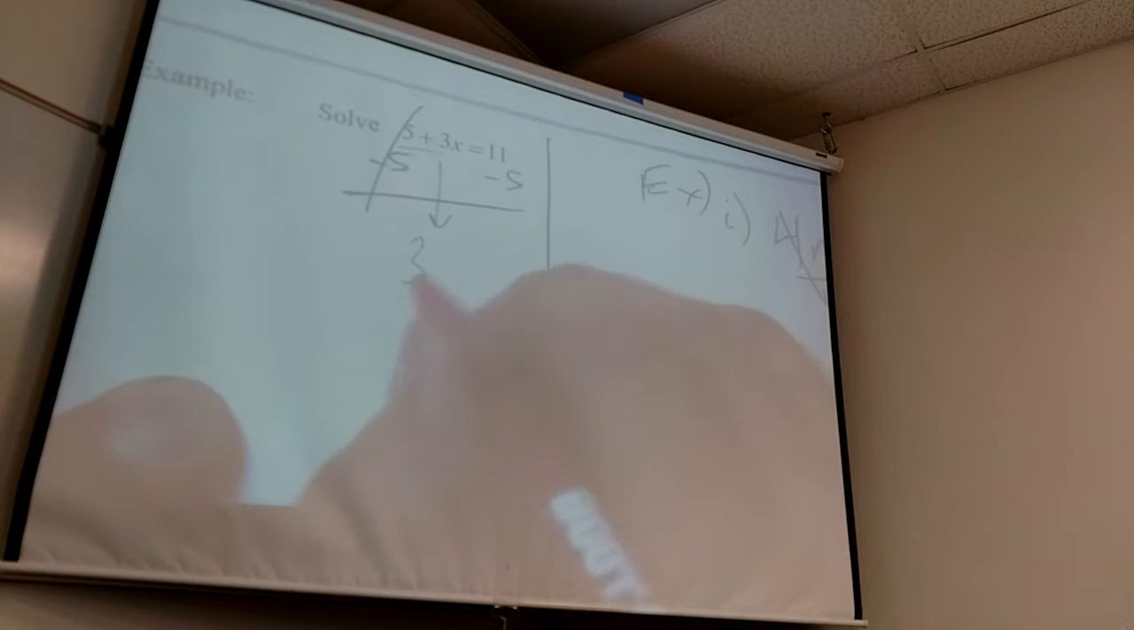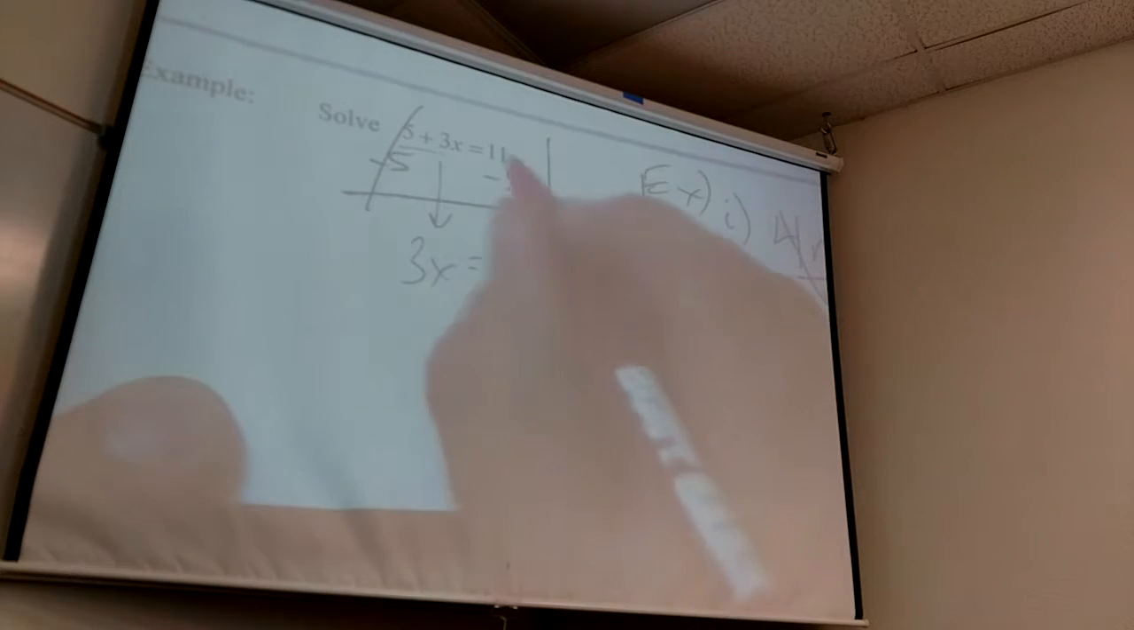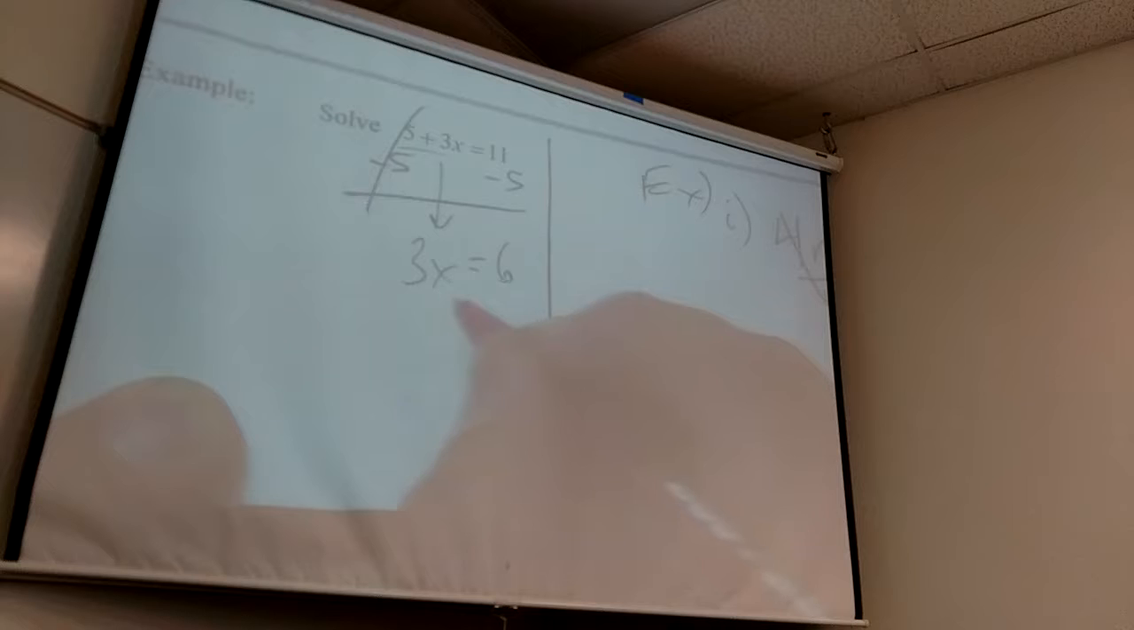Yeah, I get 3x equals 6. Divide 3 both sides. So we get x equals 2. I like it.